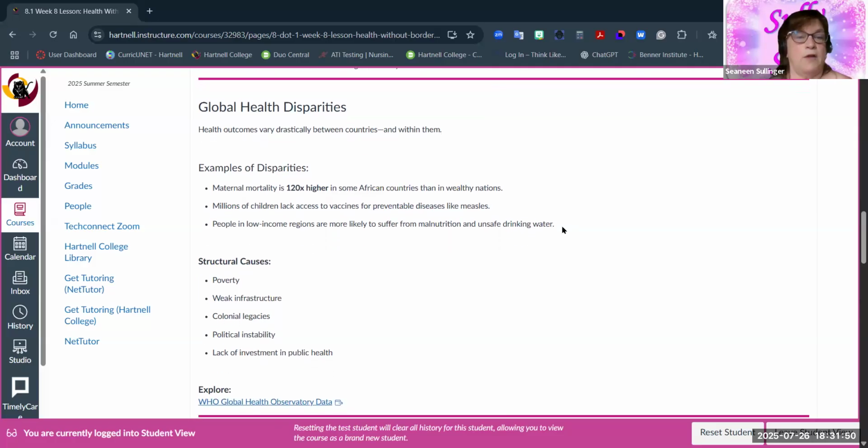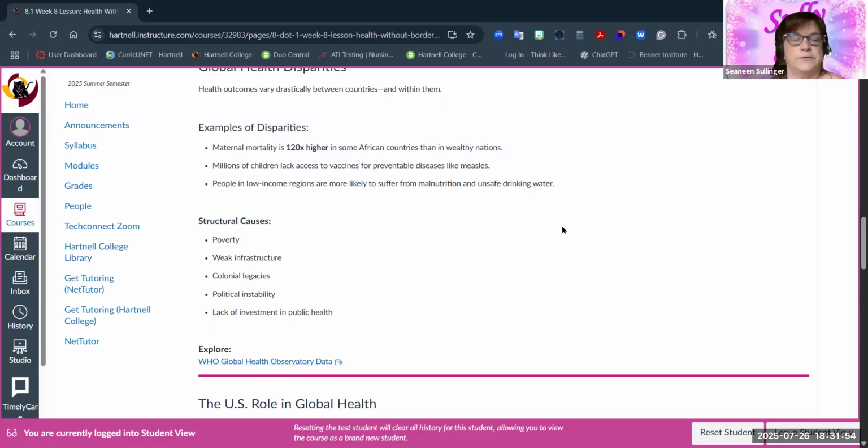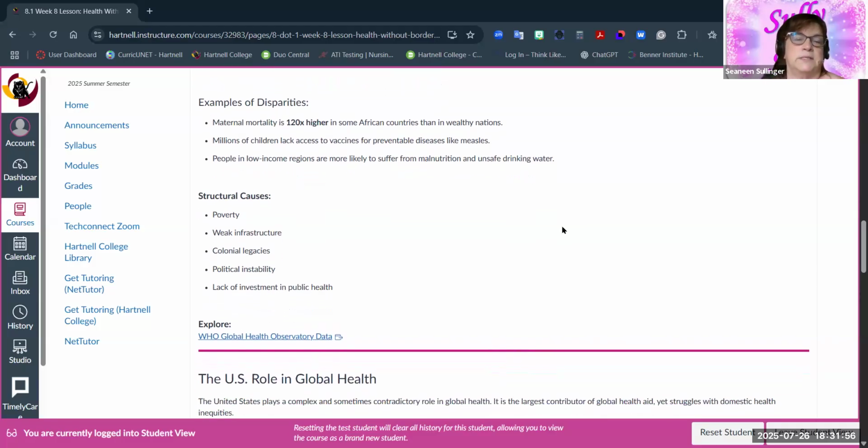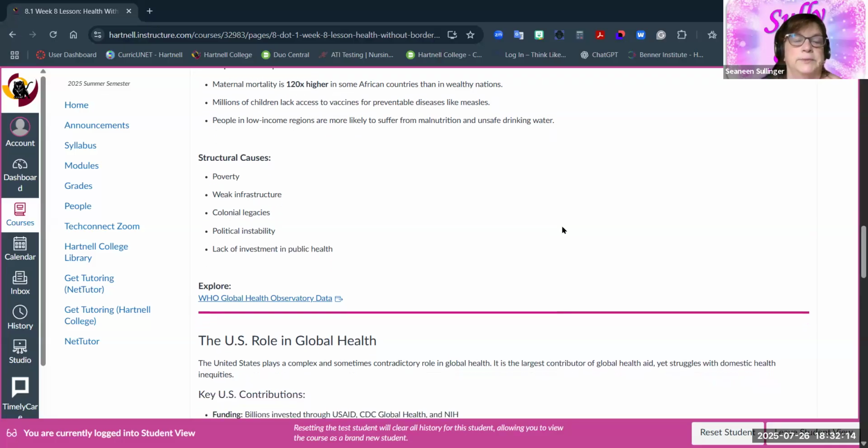And then the structural causes. I think all countries have poverty. There can be weak infrastructures in certain areas, different colonial legacies, political instability. Many countries are still at war, right? We're in a time right now where there's been a lot of different wars. What about people in Ukraine, Russia? What type of health problems are they going through right now?